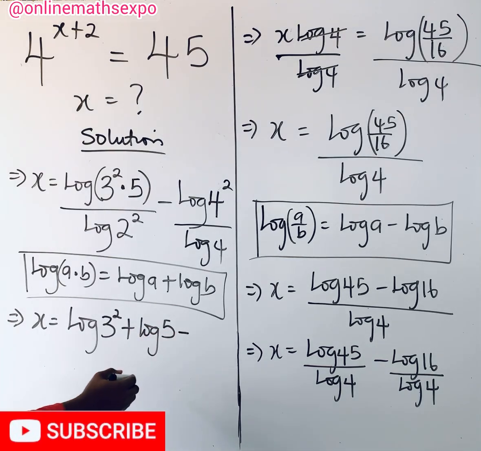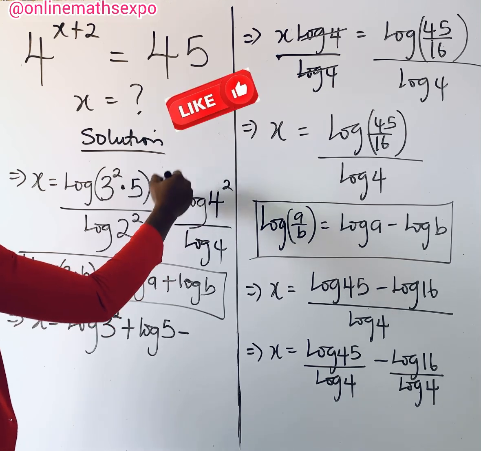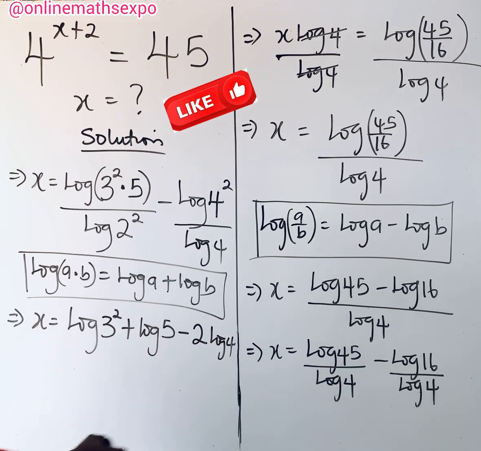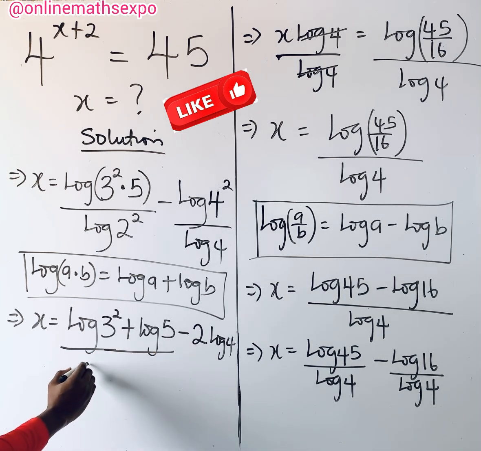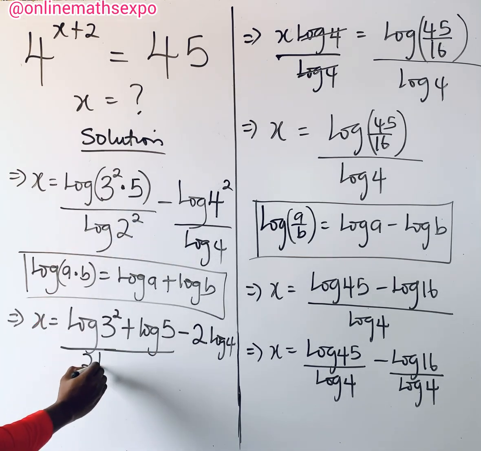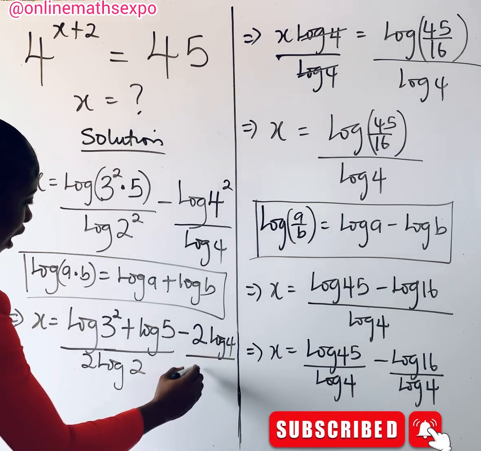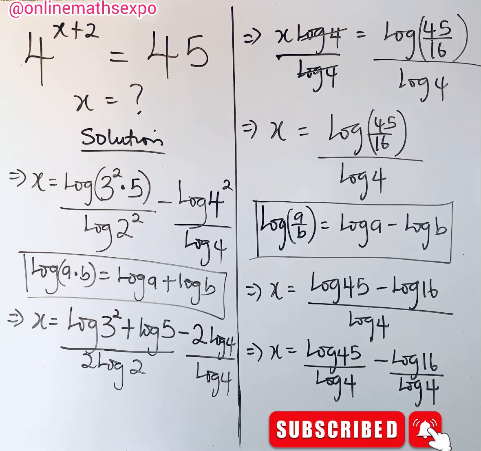Then minus, now remember that this power, as we said, multiplies the log. So it's going to be 2 log 4. I hope you are seeing how we are simplifying it. Then this one is divided by log of 4, so this will be 2 log 2. Did you see that? Interesting. Now what do we do again?